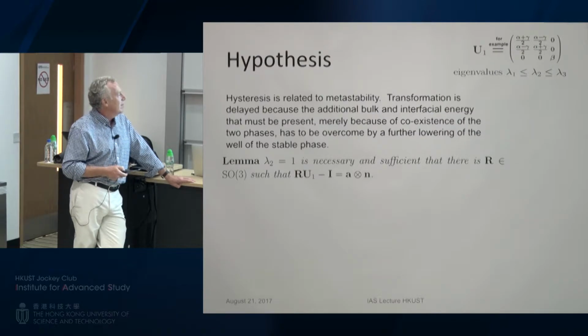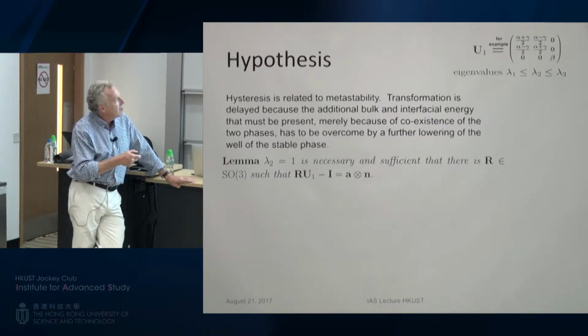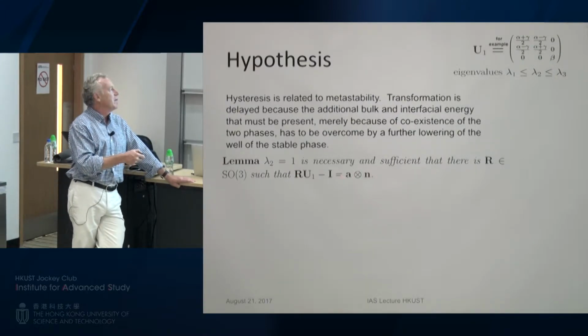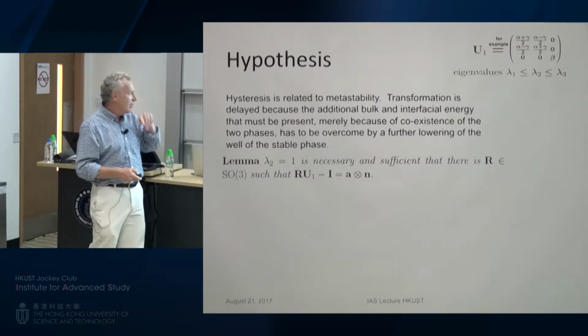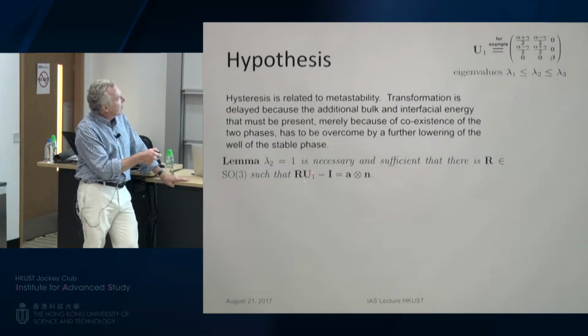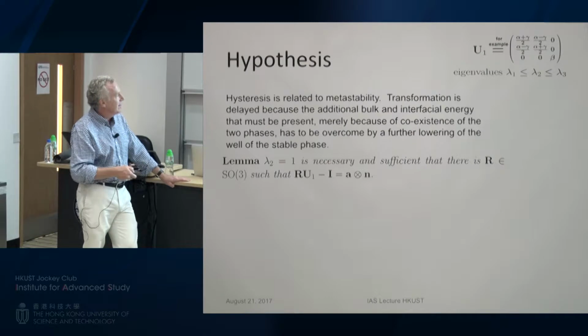and it's based on this lemma. Remember the transformation stretch matrix and its eigenvalues. The middle eigenvalue of this matrix being 1 is necessary and sufficient that there's a rotation matrix such that this algebraic condition is satisfied. A tensor n is just the matrix with components a_ij, the ijth component. So that's the compatibility condition between a single variant of martensite and the austenite. The austenite is the identity in this notation.